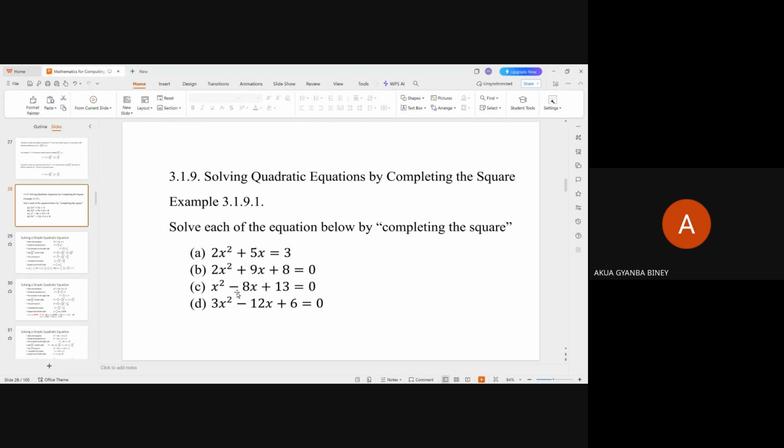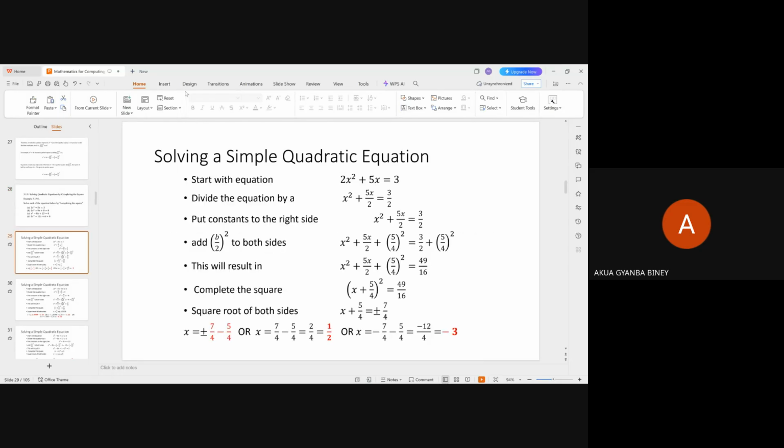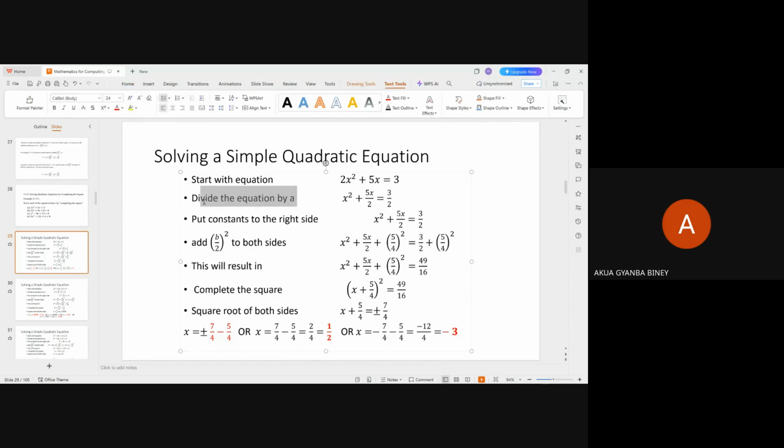Because most of the examples that we'll be solving have x squared. So this step: divide the equation by a. You will lose nothing if the coefficient of x squared is 1. You still get back the original. You lose nothing.